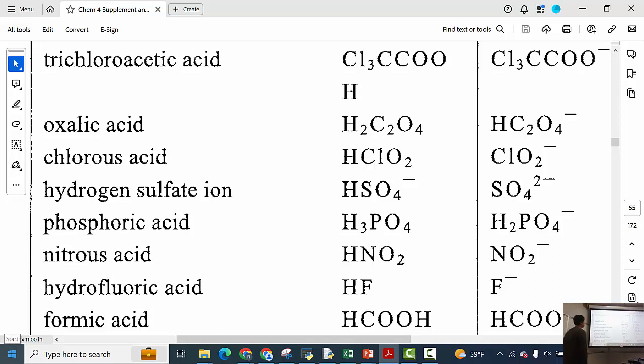HClO2 is called chlorous acid. HSO4 minus is called hydrogen sulfate ion, or another name for it? Sulfuric acid? No. H2SO4 would be the sulfuric acid. We would call this something else. What would we call it? Hydrogen sulfate ion, or sulfuric acid is H2SO4. This is HSO4 minus.